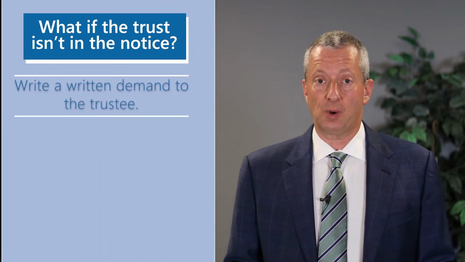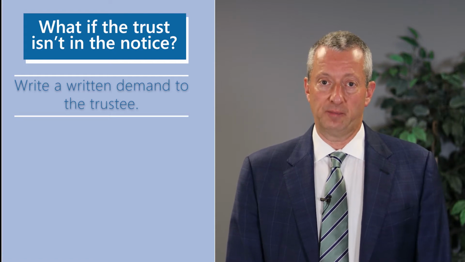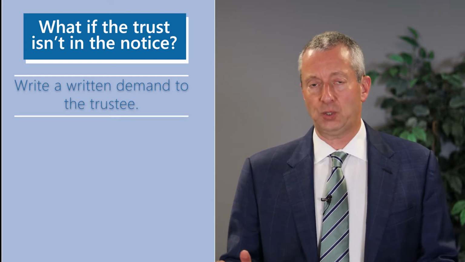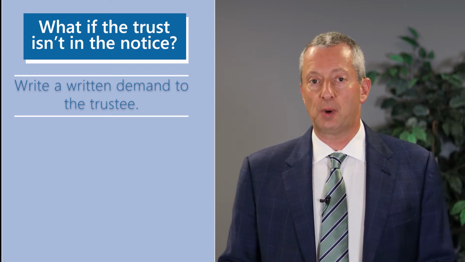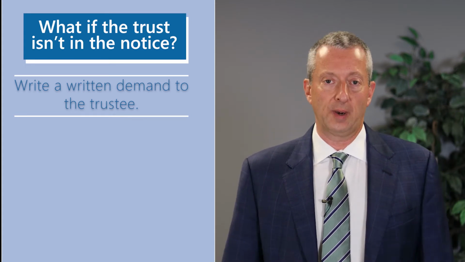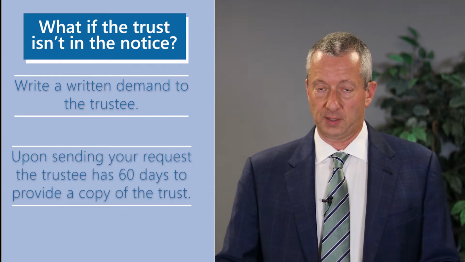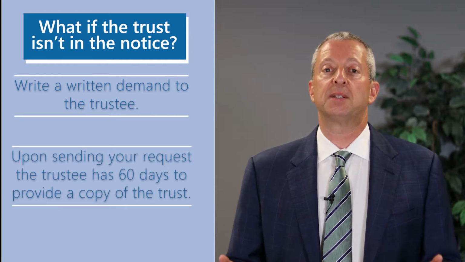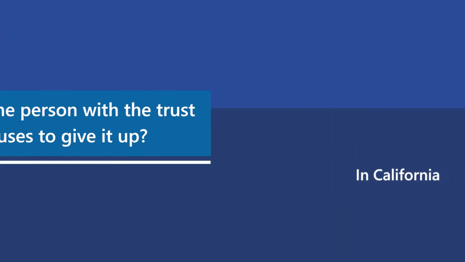If the trustee sends you a notice without a copy of the trust, then you have to make a written demand for a copy of the trust. There's no magic language that goes along with this. Simply send a letter to the trustee, make sure it's got your name and your return address, and request a copy of the trust. The trustee then has 60 days in which to send you a copy of the trust.